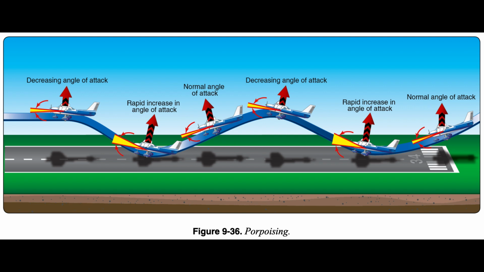When porpoising is severe or seems to be getting worse, the safest procedure is to execute a go-around immediately by applying full power while simultaneously maintaining directional control and lowering the nose to a safe climb attitude. End of page 9-34.